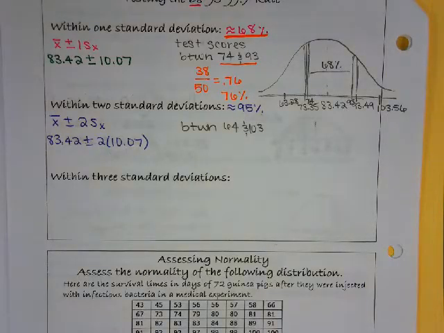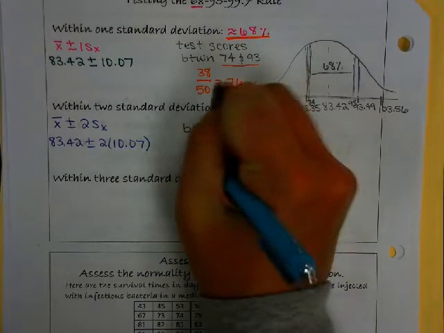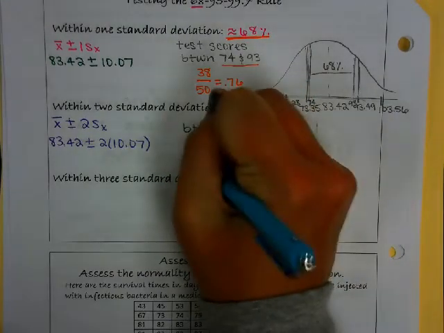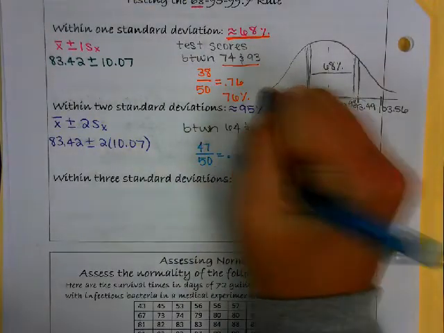No? Nobody likes my math joke? Thanks, Bianca. Alright, so we get 47 out of 50, which is what percent? 0.94 or 94%. So that's pretty close, right? 94 should be about 95.